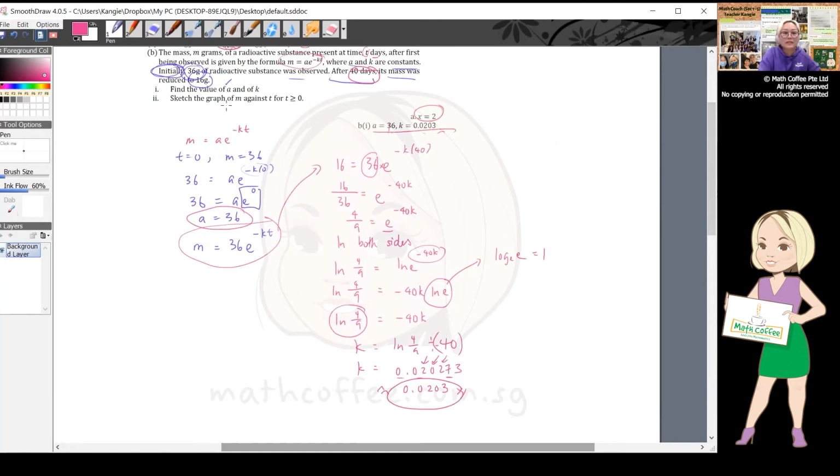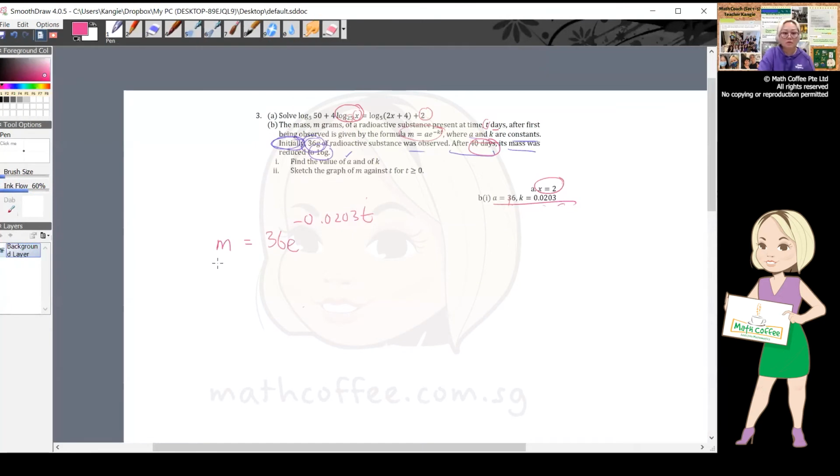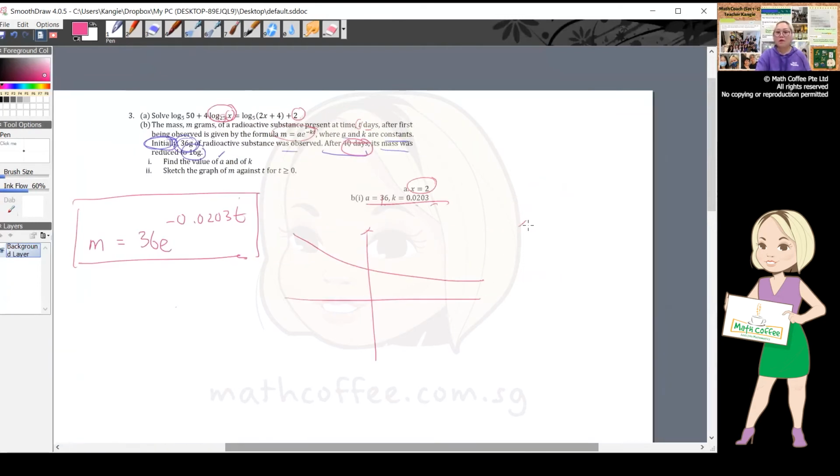Okay, so now next thing is how are you going to sketch the graph? Okay, I'll give you 2 seconds to take a snap. For this kind of graph, how I'm going to sketch it is: an exponential graph is only either this direction or this direction. Okay, now the question is whether it is number 1 or number 2.